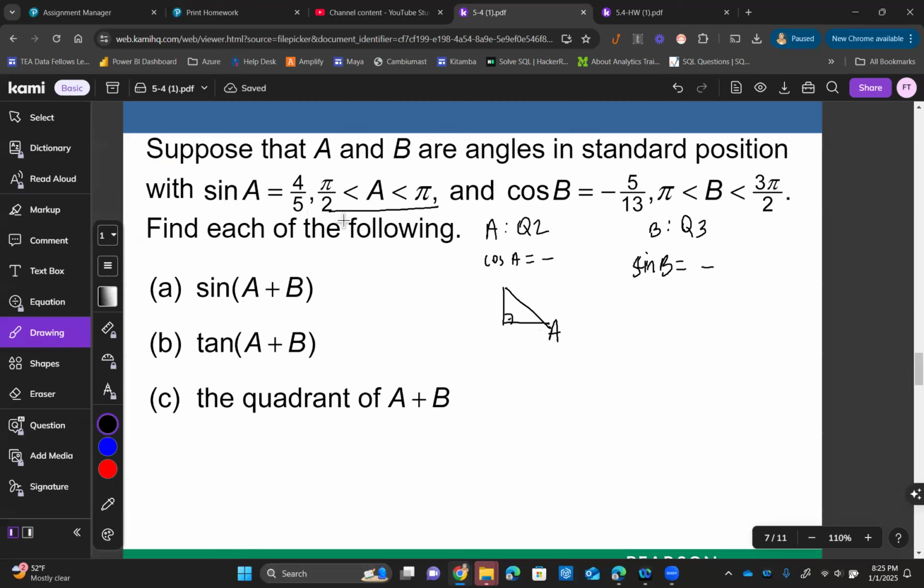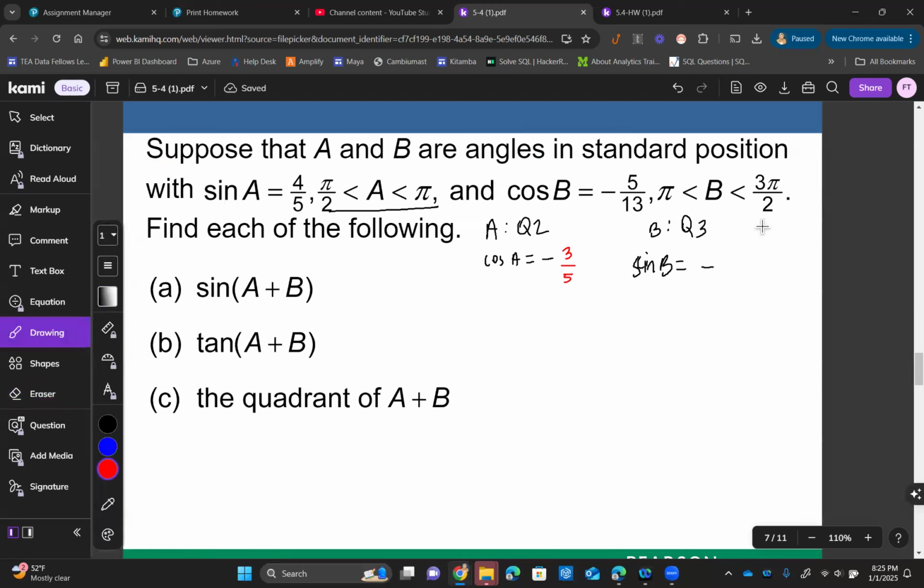Its sine value is 4 over 5, so its opposite is 4, and its hypotenuse is 5. Using the Pythagorean theorem, we know that its adjacent side is 3. And all I need from this triangle is the cosine of angle A. So cosine of angle A is adjacent over hypotenuse, so it's negative 3 over 5. That's all I need. I do not need this triangle anymore. I can clean it in an open space.